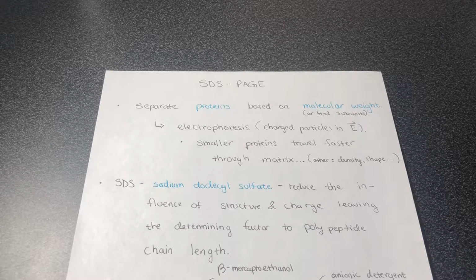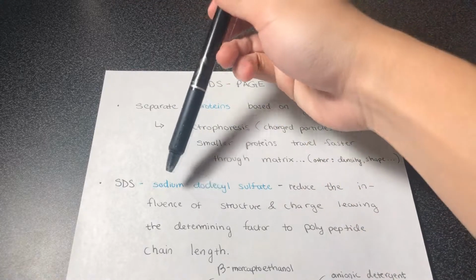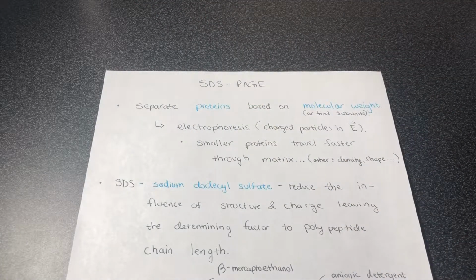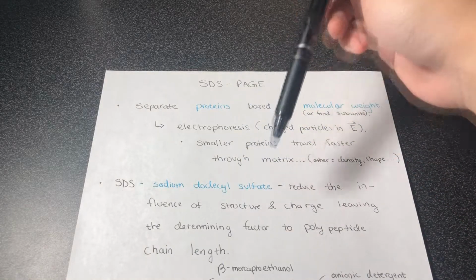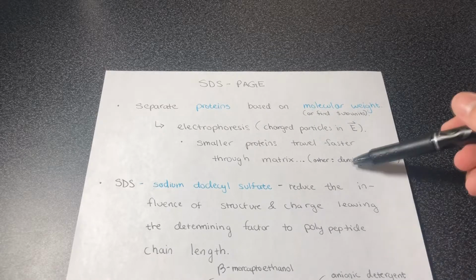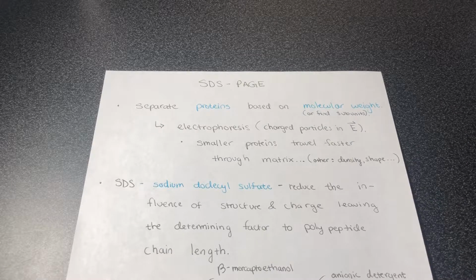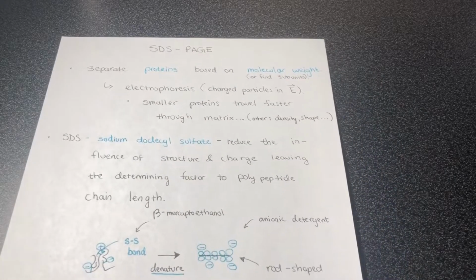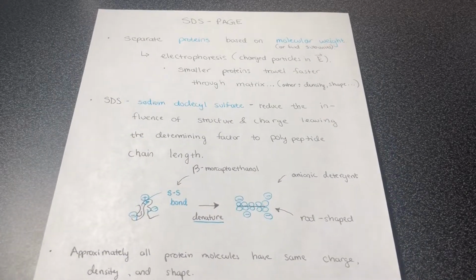But the best thing about SDS-PAGE, it uses sodium dodecyl sulfate, which reduces the influence of structure and charge, leaving the determinant factor to polypeptide chain length. That is exactly why density and shape don't really matter, because we have SDS in there. And why does that not matter? Because you got to understand 2 concepts.